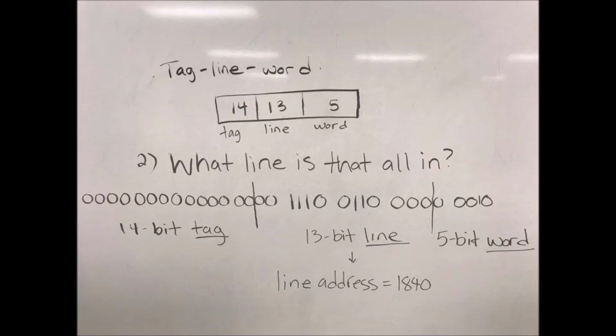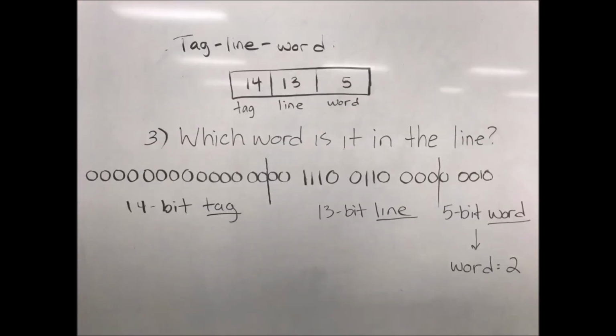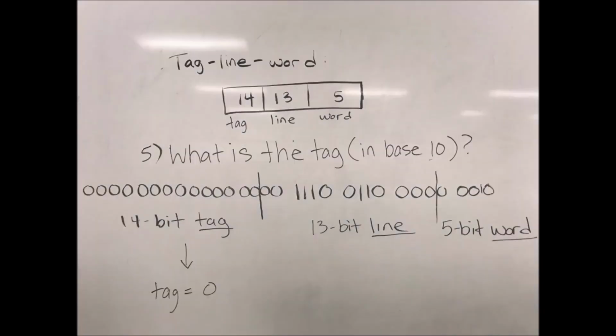To do this, we must convert the hexadecimal address to binary. Using the tag, line, and word, we can break up the binary address into its respective parts. We converted the 13 line address bits into base 10, which will give us the line address 1840. Remember that the line address starts at 2 to the power of 0, not 2 to the power of 5. We repeat the same steps to figure out the word. We repeat the same step to figure out the tag.